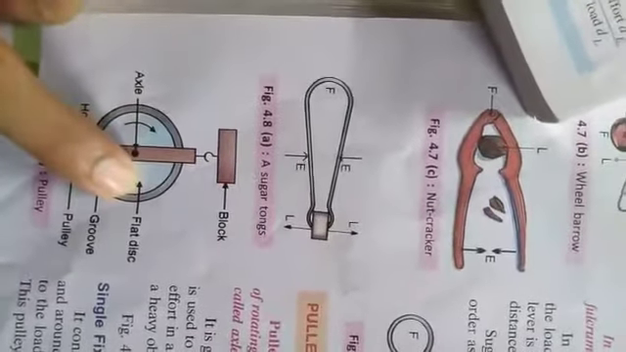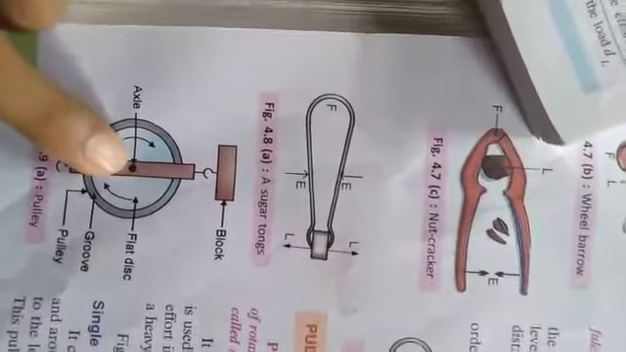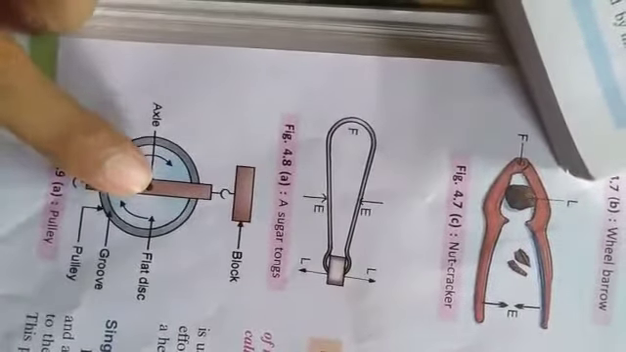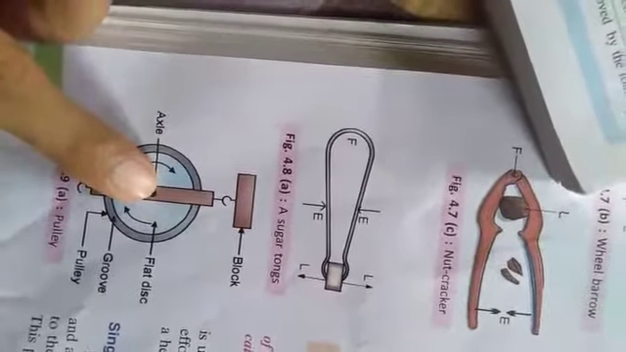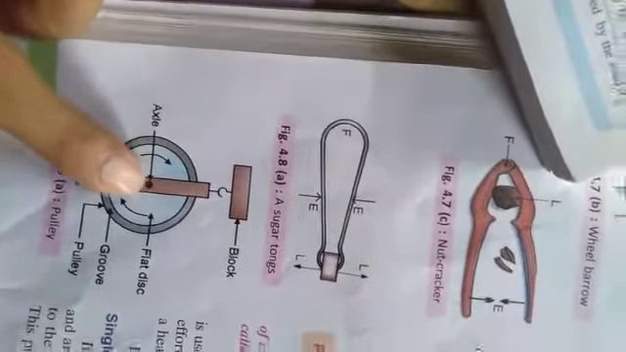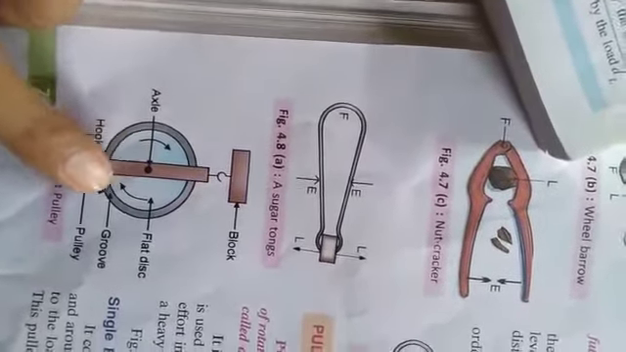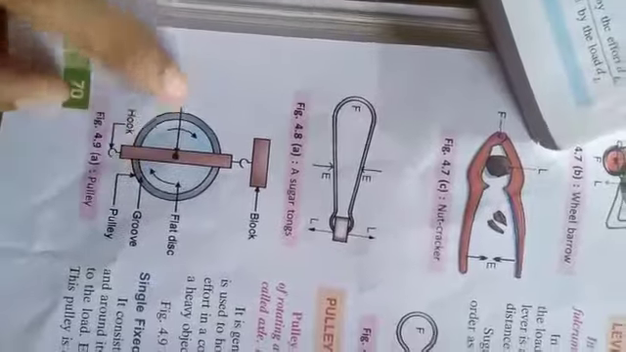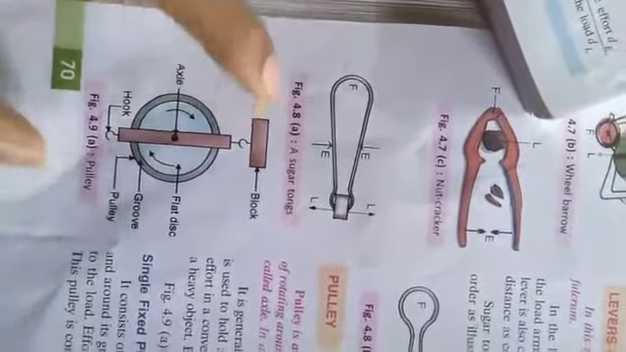This is the flat disc. This is the axle. Actually this is the central axis, that means this is the fixed point passing through its central axis. This is the axle and this is the groove. So this is a pulley.